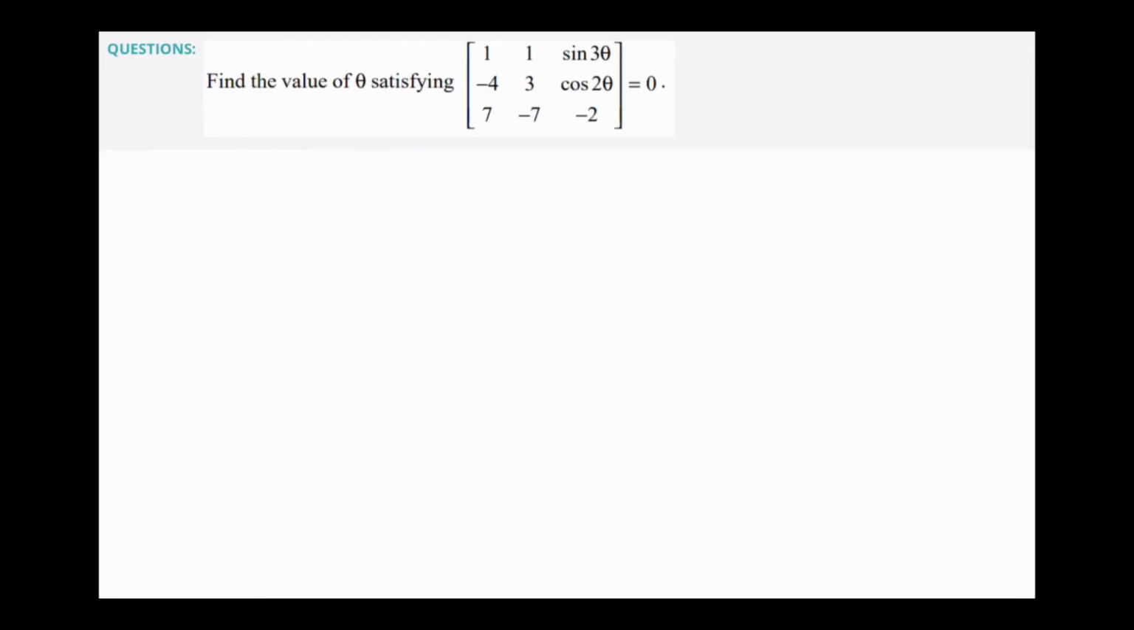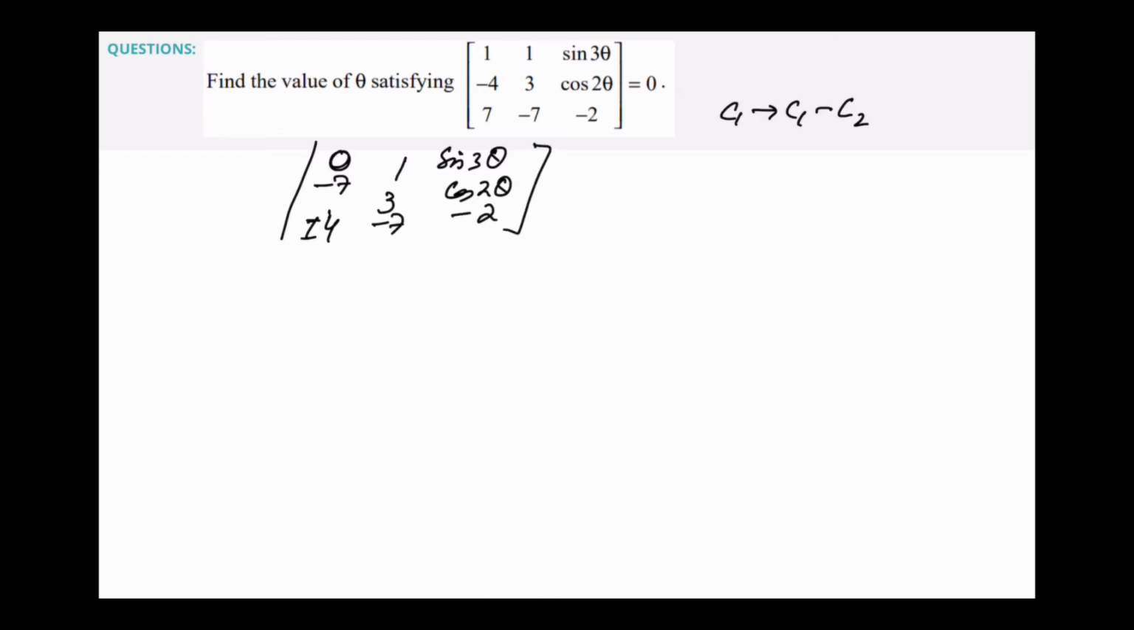Now let's see this question, student. The moment you got this question, what are you going to do? First thing is we can try to make more and more zeros so that while expanding it becomes very simple. If nothing comes up in mind, we can do this one. Column 1 is equal to column 1 minus column 2. So what you will get? 0, minus 7, 14, 1, 3, minus 7 sine 3 theta, cos 2 theta and minus 2. We have already been given that this is equal to 0.